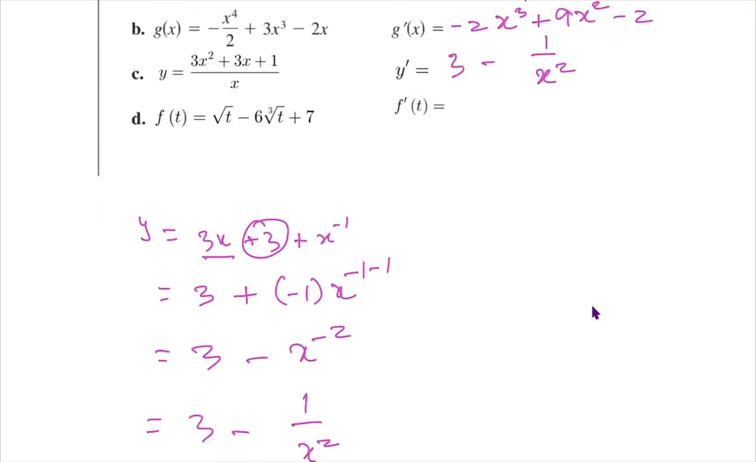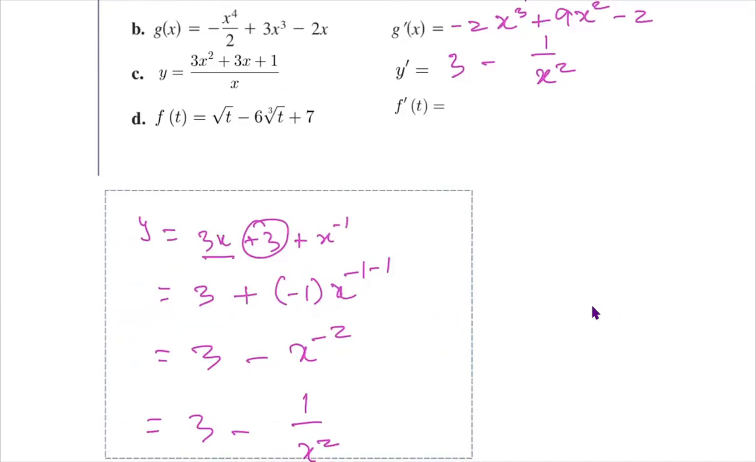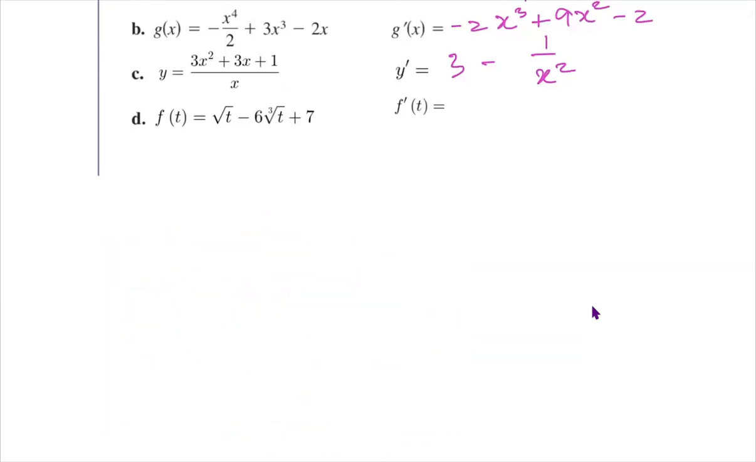And then remember how I said when you have radicals, you need to make sure that you transform it into a power. So this would be f of t equals t to the power 1/2 minus 6 t to the power 1/3 plus 7, right? So let's do the power rule for each term.